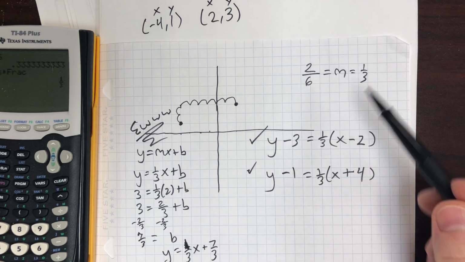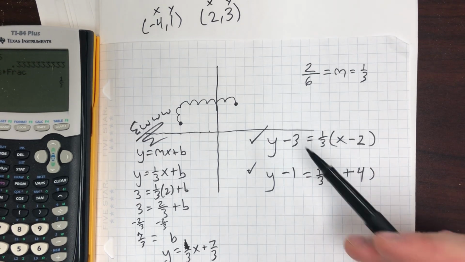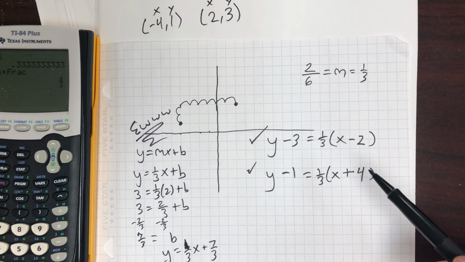We have point slope form. If we know the slope and we know a point, done. You can pick either one. They are both true. They both work.